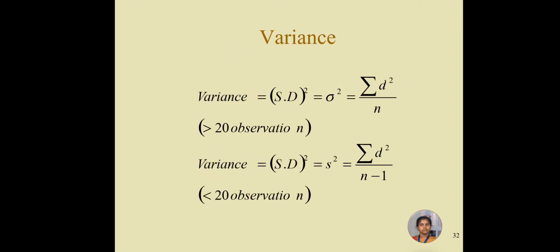Next is variance. Variance is the square of the standard deviation, that is sigma square. Similarly, for greater than 20 observations it is divided by n, and for less than 20 observations it is divided by n minus 1.